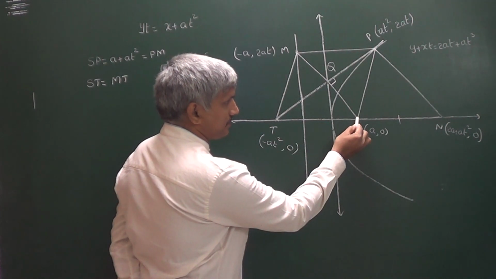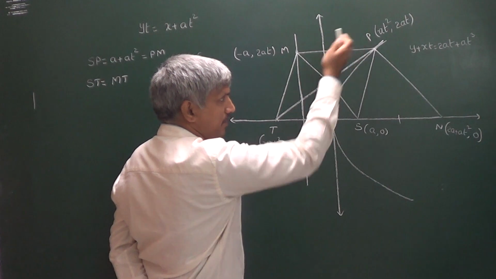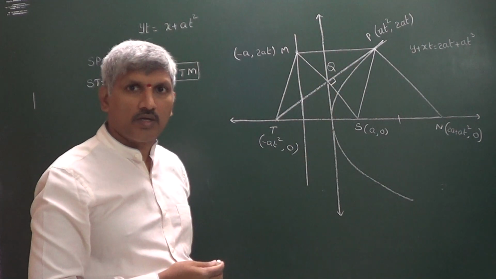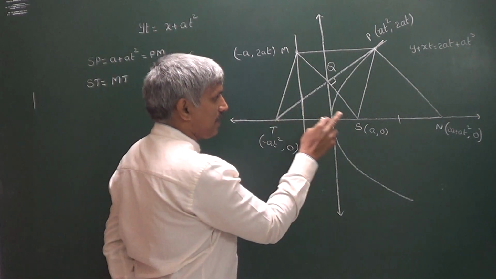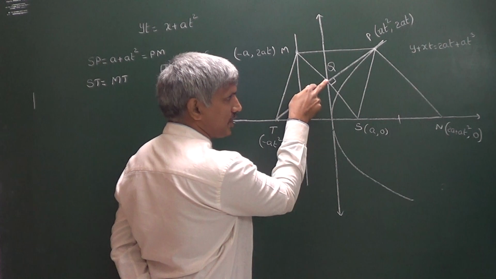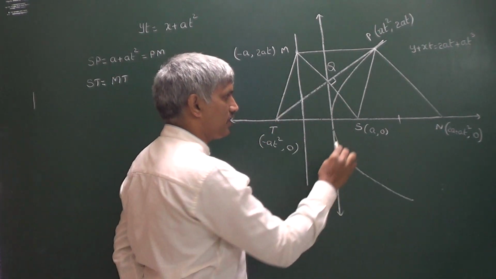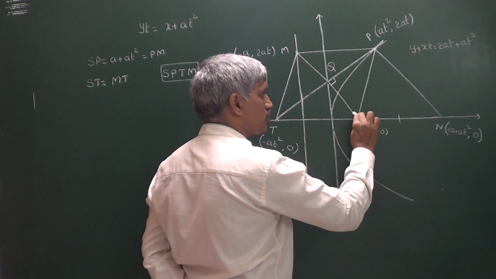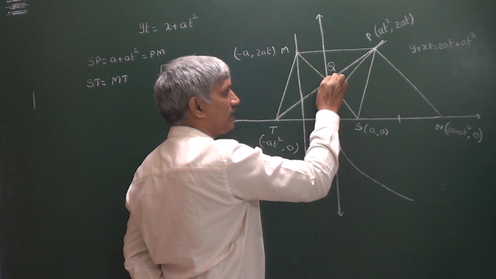From focus onto the tangent, because P is a point on the parabola. Not only at the point P, anywhere you can draw a tangent. From focus onto any tangent, this is the foot of the perpendicular or not? Q is the foot of the perpendicular. From focus onto any tangent, this is the foot of the perpendicular.